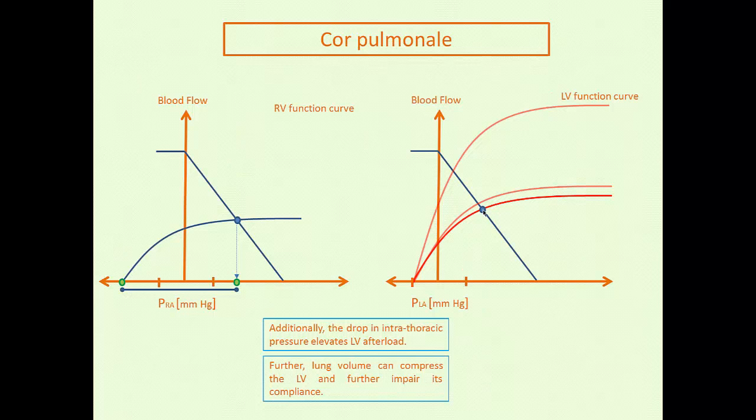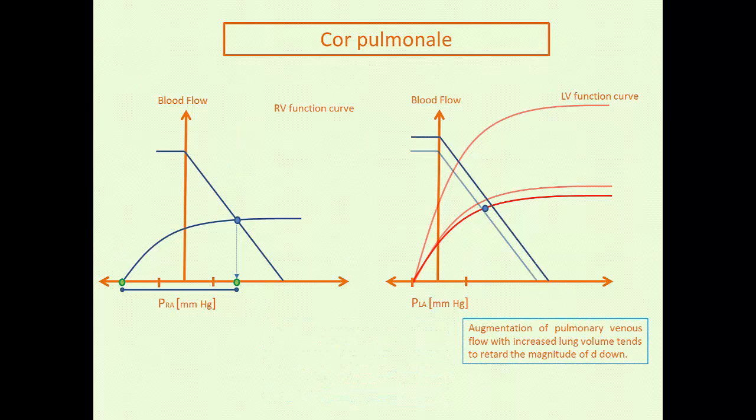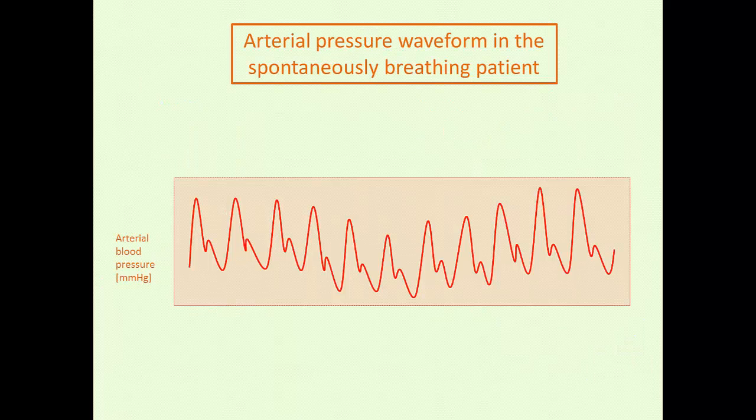Additionally, if the patient is really hyperinflated, like the teardrop heart that you see in the chest x-ray, and they've got lower lobe gas trapping, that can compress the left ventricle and further impair its compliance and really impair left ventricular function. The augmentation of pulmonary venous flow with increased lung volume tends to retard the magnitude of D down. But again, you can see that clearly in a patient with cor pulmonale with a high inspiratory effort, they could artifactually cause a D down, and that does not mean that this patient is fluid responsive.